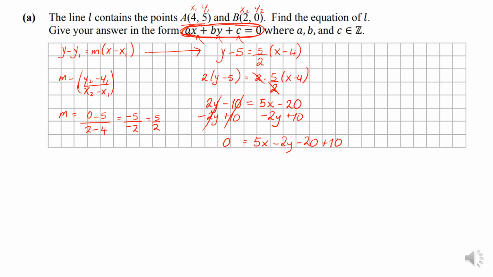Okay, we're nearly there, we just need to tidy up. So on the right we have 5x minus 2y, then we have minus 20 plus 10, which overall makes minus 10, and all of that is equal to 0. Remember that left equals right is the same as right equals left. So this is my final answer for the equation of that line. Let's have a look at the marking scheme for that.